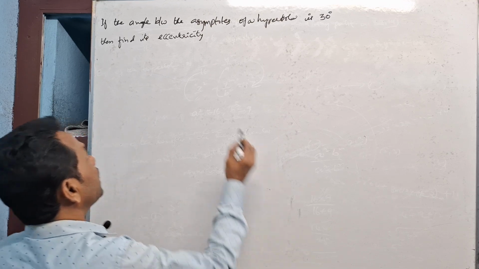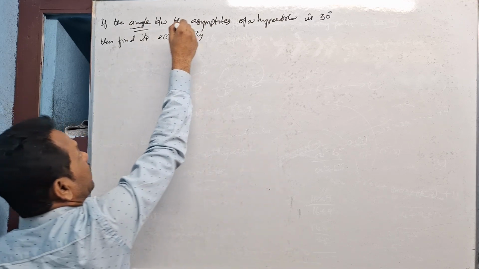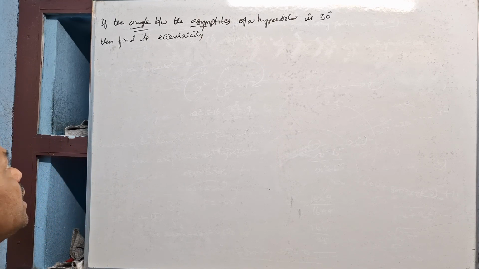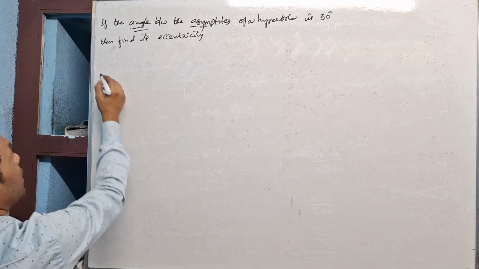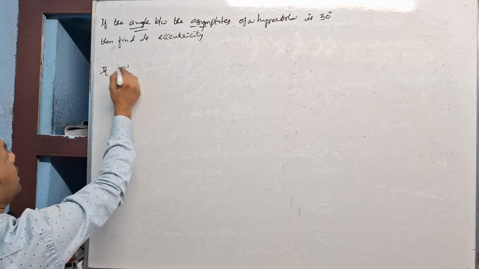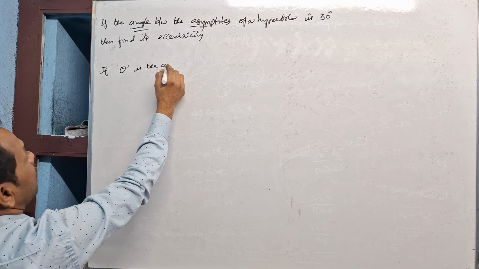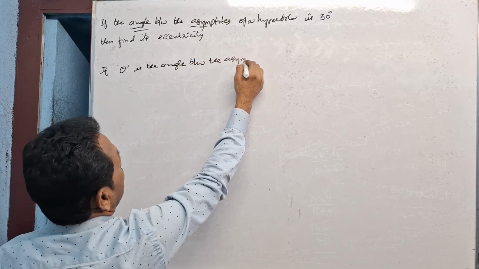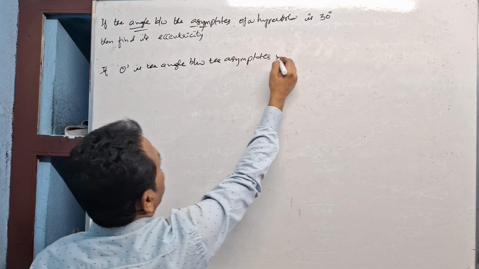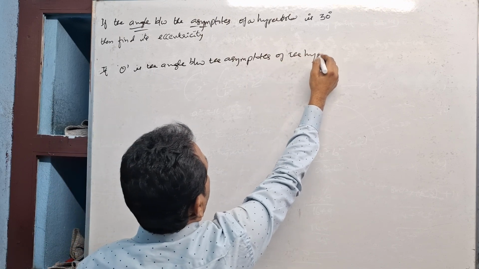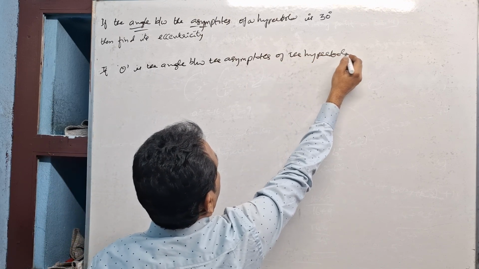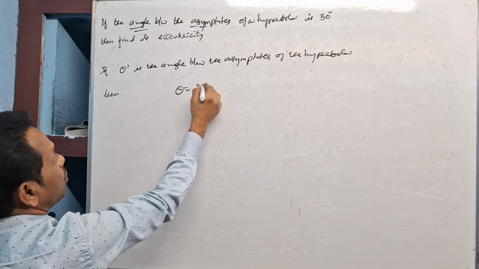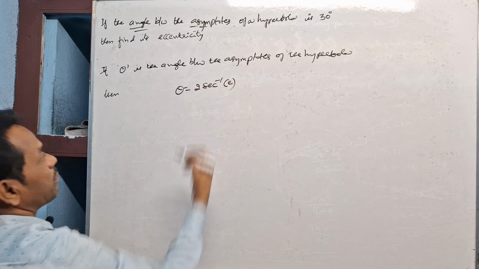Bachcho, in this question, it is given that the angle between the asymptotes of the hyperbola is 30 degrees. We need the eccentricity. Suppose theta is the angle between the asymptotes of the hyperbola, then theta will be 2 secant inverse of E.